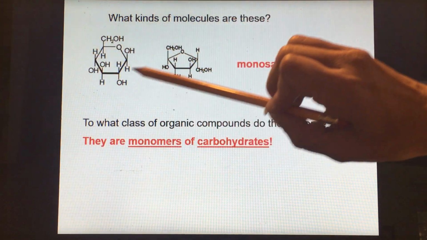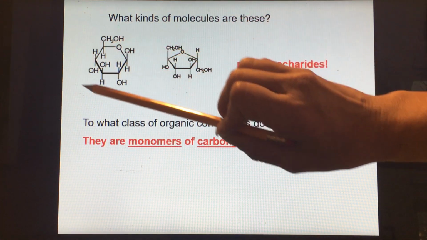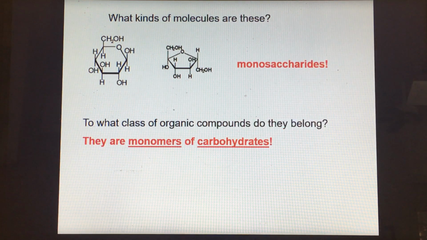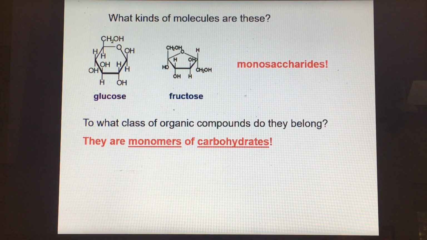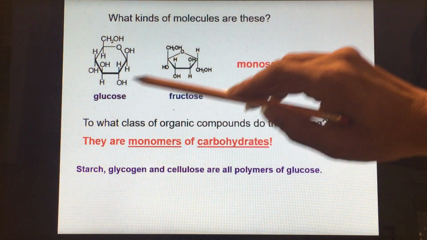Pretty much all of the complex carbohydrates that we have studied are long repeating chains of glucose. That's a common theme, that glucose is stuck together in a variety of different shapes. So that's glucose and that's fructose. Starch, glycogen, and cellulose, those are all polymers of glucose over here.